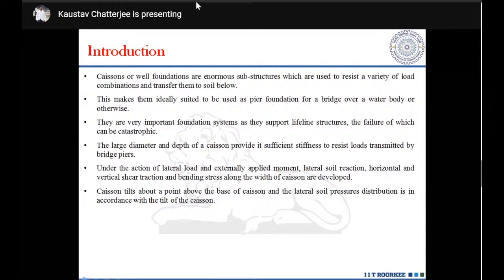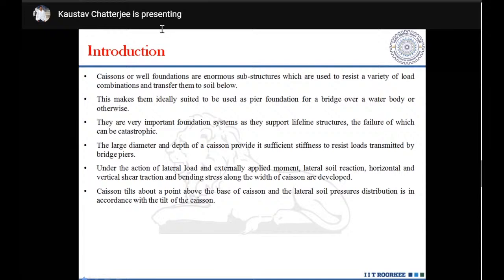Since they support bridges and other lifeline structures, a failure of a well foundation can be very catastrophic. The large diameter and depth of a caisson provide sufficient stiffness, because caissons are usually rigid structures. So, because of the large diameters, sufficient stiffness is there to resist the load transmitted by these wells.